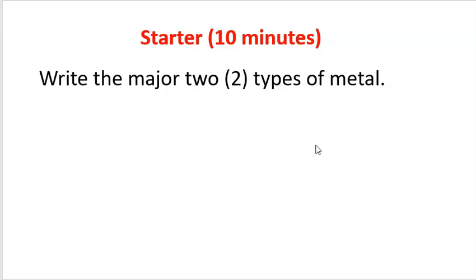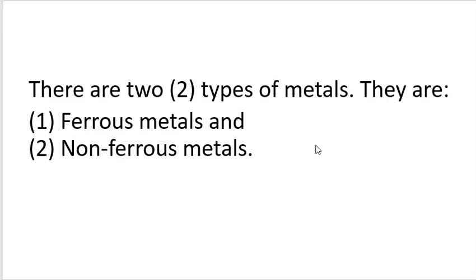Do you have an idea of the two types of metal? As a starter, you can write that down. Two major types of metal. The two major types of metals are ferrous metals and non-ferrous metals.